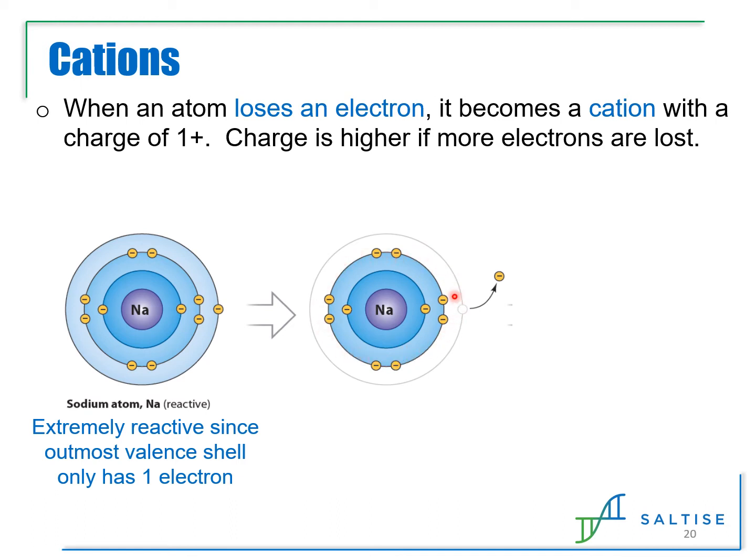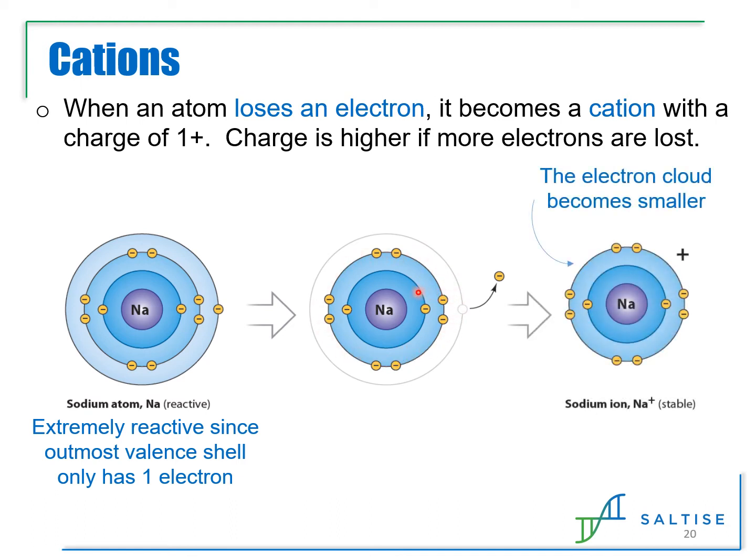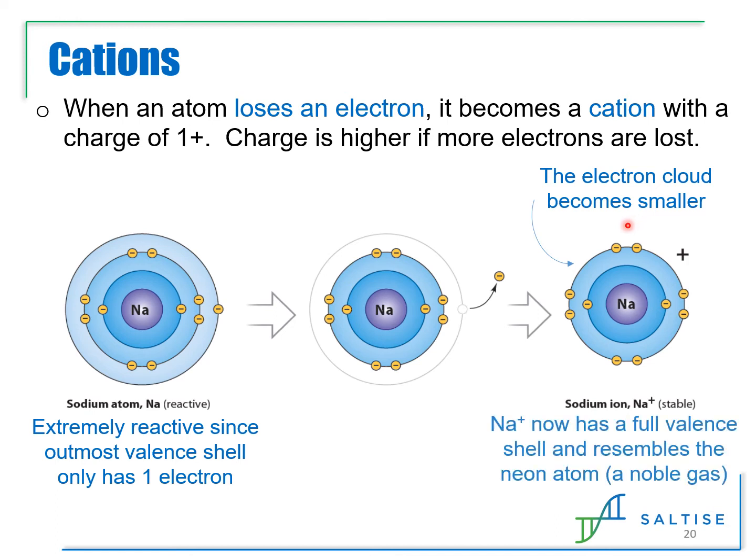The sodium ion now has 11 protons and 10 electrons, but the valence shell is full with 8 electrons, making the ion stable and happy. Since there's 1 less electron, the electron cloud actually shrinks and becomes smaller. The arrangement of electrons in the sodium ion actually resembles that of the neon atom, which is a stable noble gas. Because there's 1 extra proton compared to the number of electrons, the sodium ion will carry a positive 1 charge. Before we move on, remember that cations are formed when metals lose electrons.